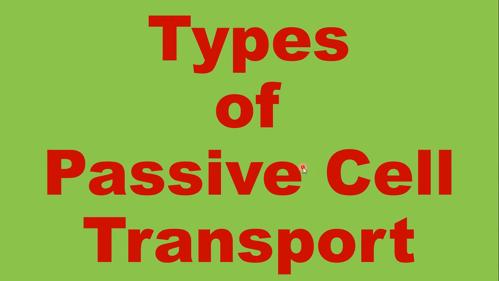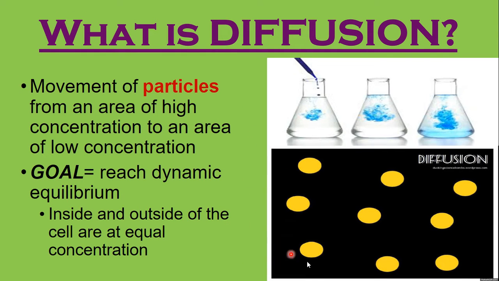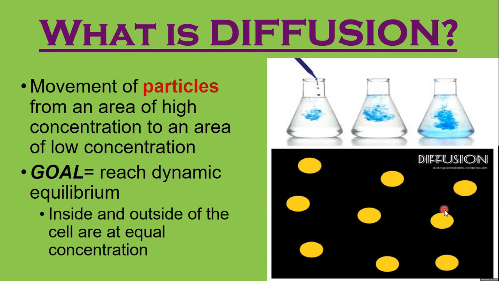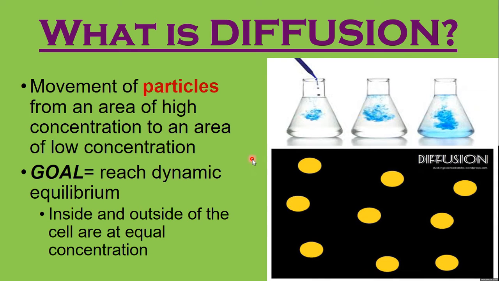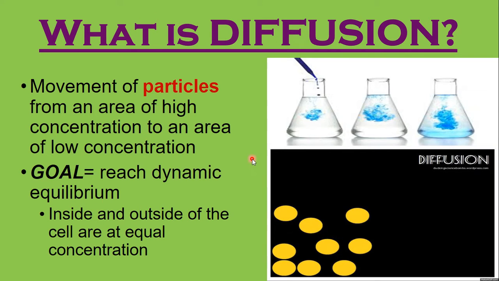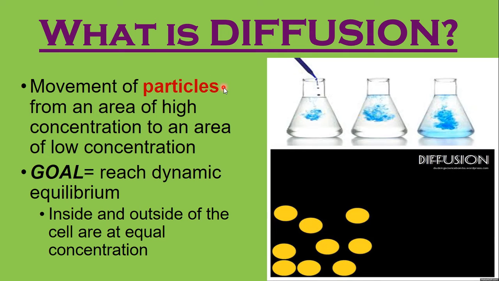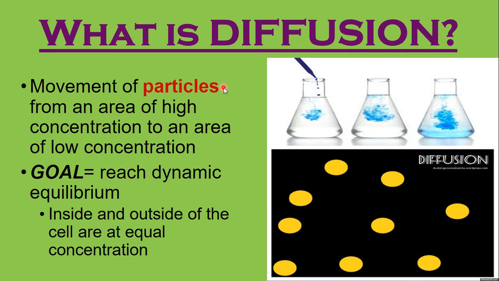So let's talk about the types of passive cell transport. The first one is called diffusion, and you can kind of see diffusion happening in the bottom right with the GIF. Diffusion is the movement of particles from an area of high concentration to an area of low concentration. Particles like oxygen or anything like that.